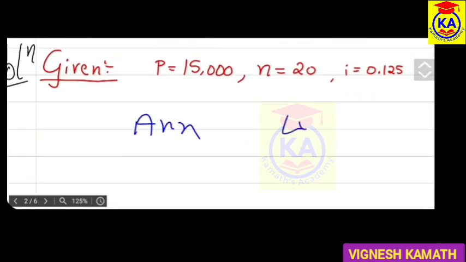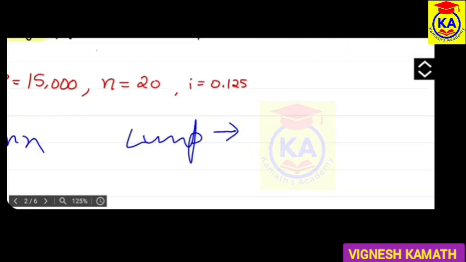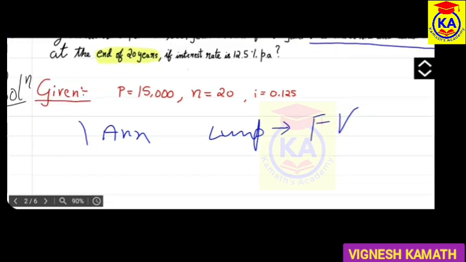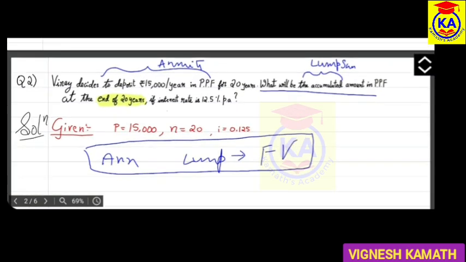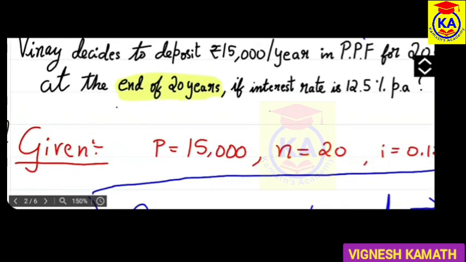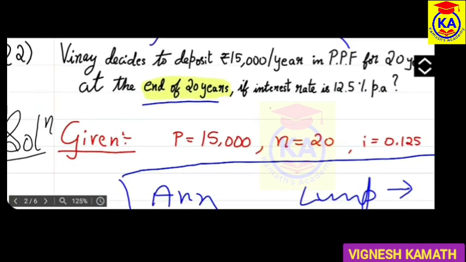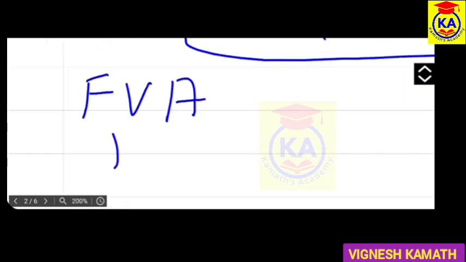So first annuity is there, later lump sum. Which rule is this? First annuity, then later lump sum, that is future value. Look at this slide which I have written, which you have copied down in your notes: first annuity, later lump sum, that is future value of annuity. Now we have to see whether this question belongs to immediate or due. In this question I have highlighted here, end of 20 years is given. So this question belongs to regular.